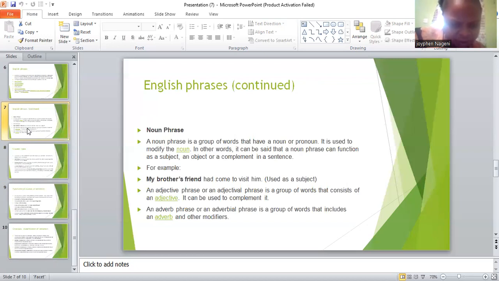An adjective phrase, or adjectival phrase, is a group of words that consist of adjectives. It can be used to complement it. An adverb phrase, or adverbial phrase, is a group of words that includes an adverb and other modifiers. Those are the main phrases.